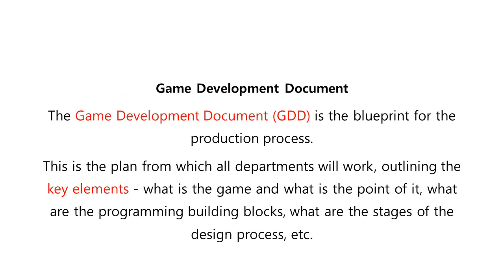Next process in pre-production stage is the creation of the game development document. The game development document, or GDD, is the blueprint for the production process. This is the plan from which all departments will work, outlining the key elements. For example, what is the game all about and what is the point of it? What are the programming building blocks? What are the stages of the design process? And more.